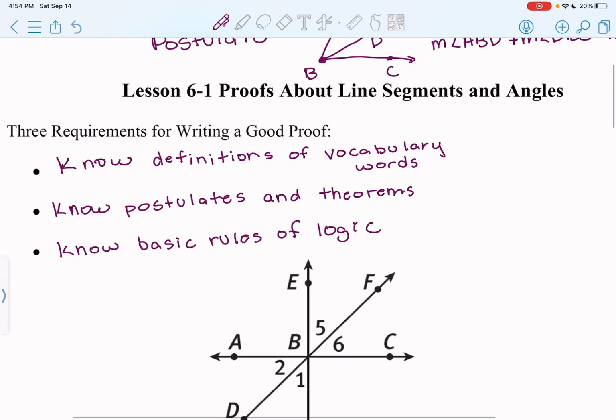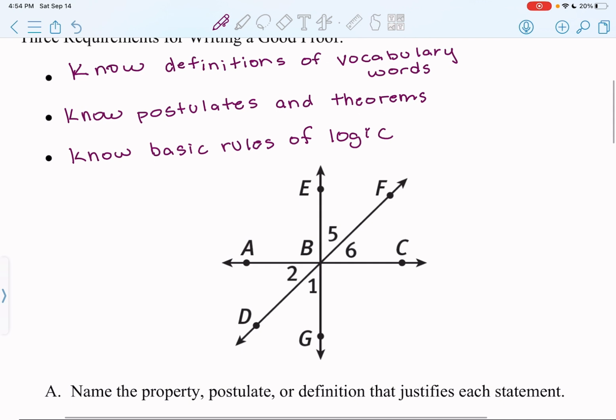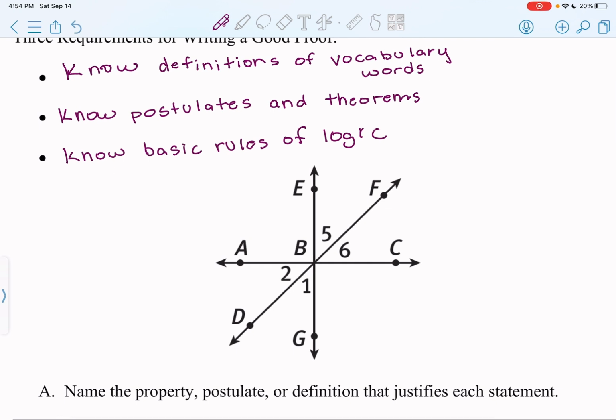And the last requirement for writing a good proof is knowing basic rules of logic. In order to make a good proof, you need to know what goes in a logical order, and we need to go step by step and make sure that we justify every statement that we are making. And so let's practice justifying statements about segments and angles.